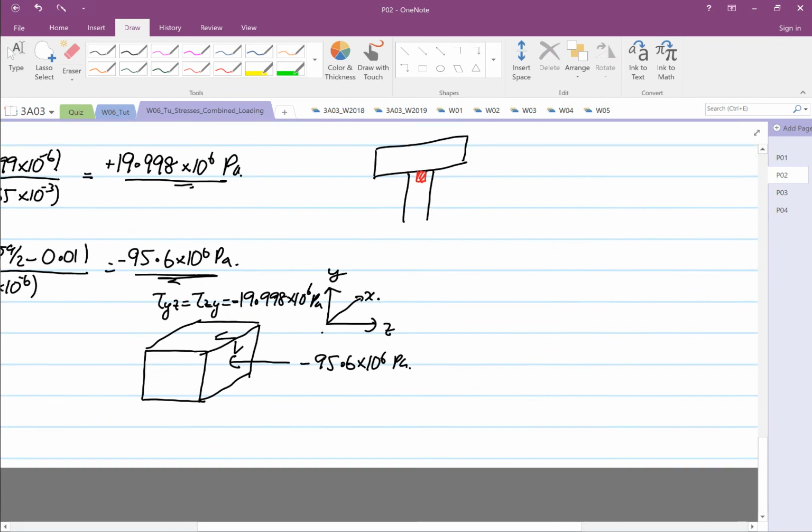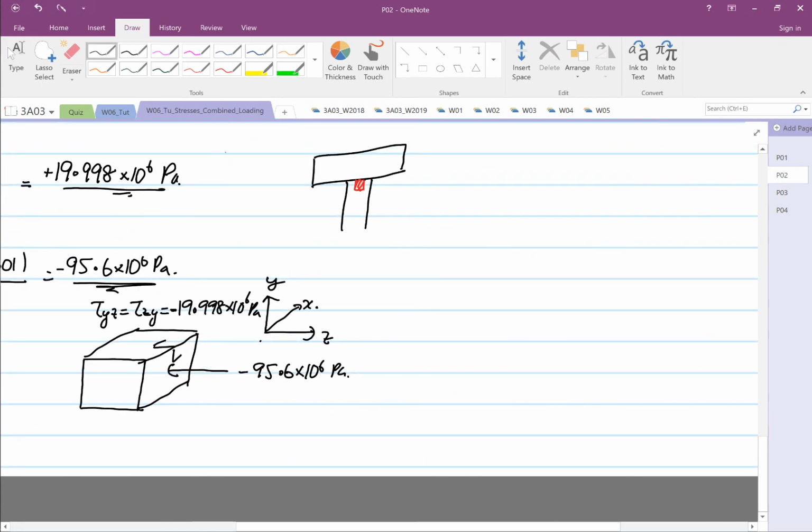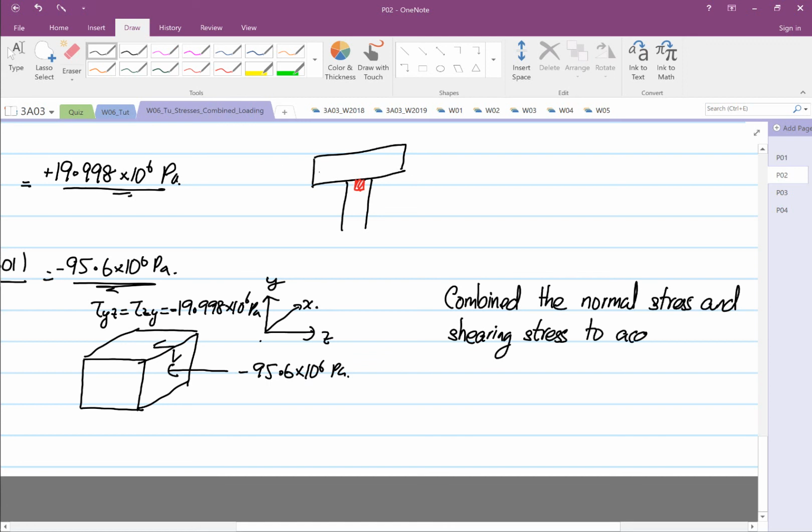Next we are going to combine the normal stress and the shearing stress to calculate the principal stress using Mohr's circle. Okay, so the next video will show that.